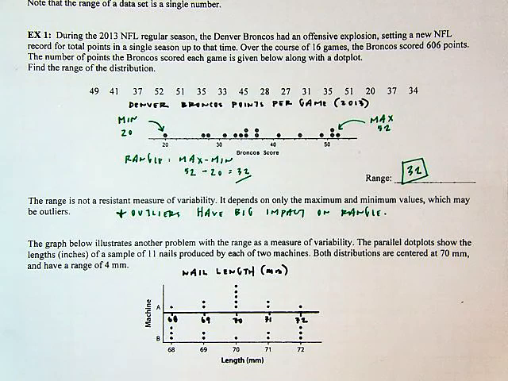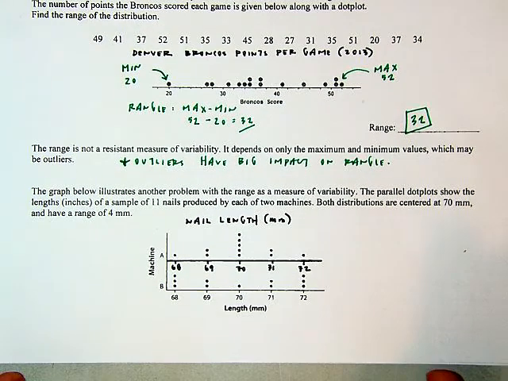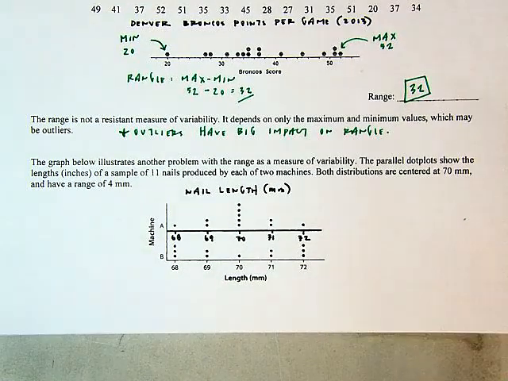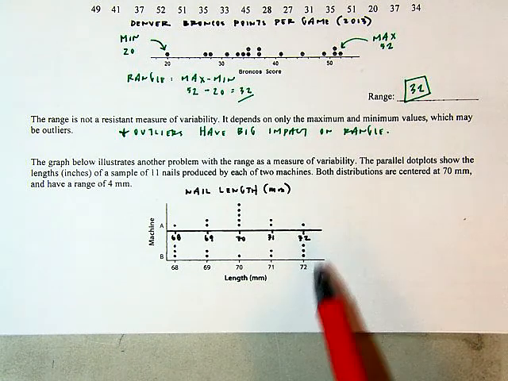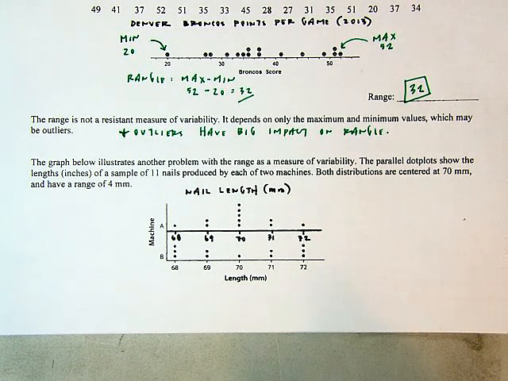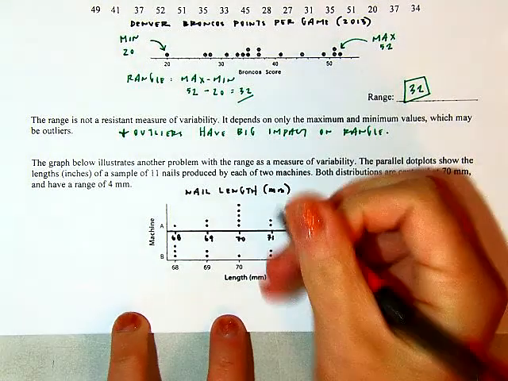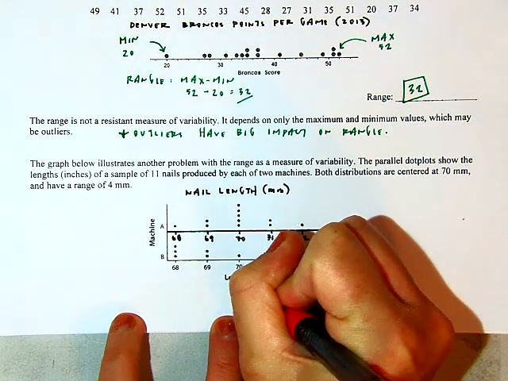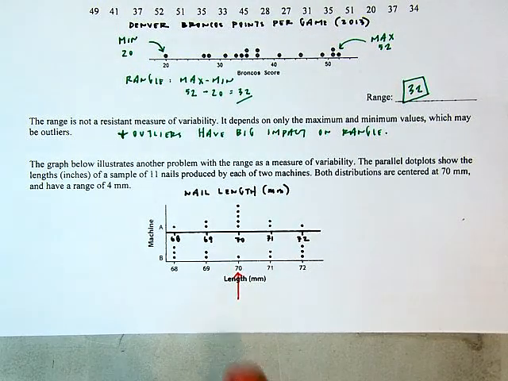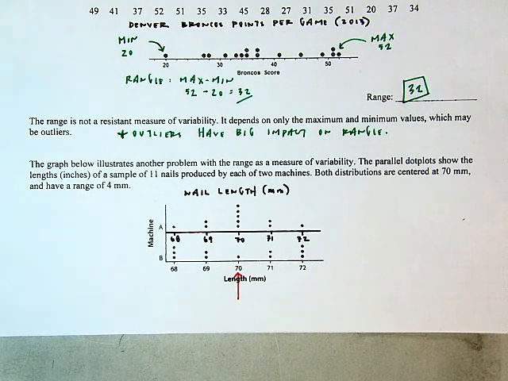All right, so here is another way to visualize why the range is not a perfect way of looking at variability. Here we have parallel dot plots that show the lengths in inches of a sample of 11 nails produced by each of 2 different machines. Both distributions are centered at 70, so it looks like my center right there is 70. They're symmetric, so that could be the mean or the median.